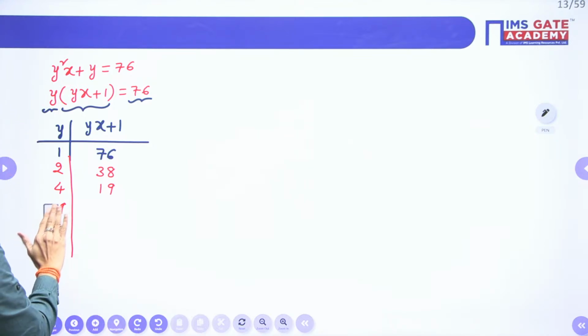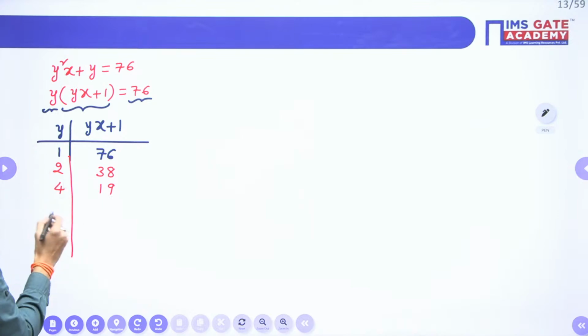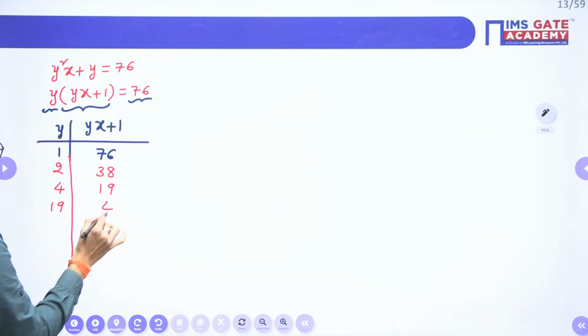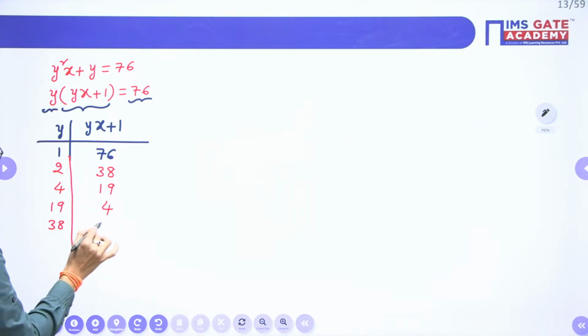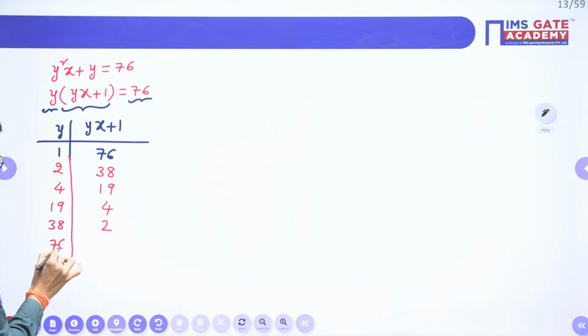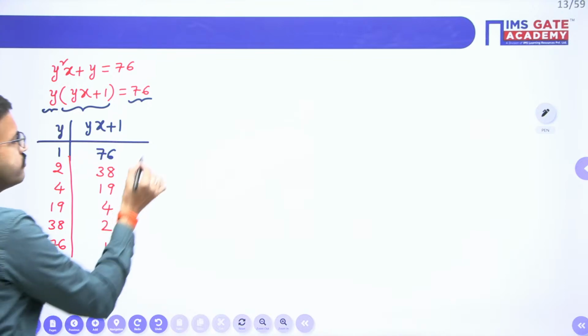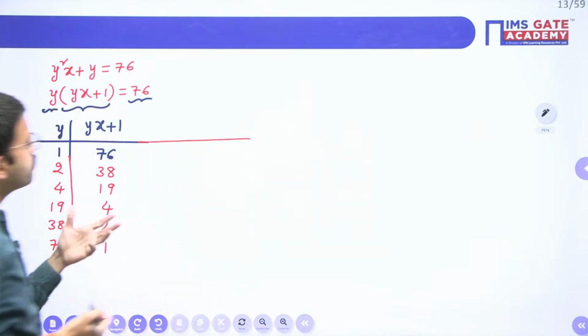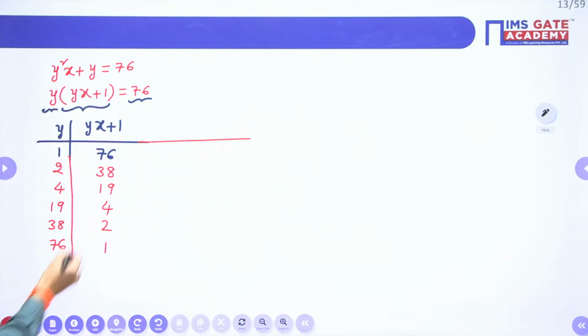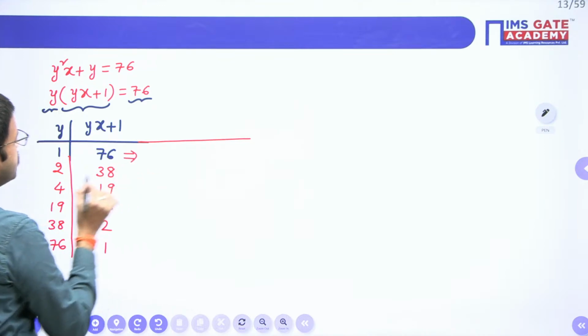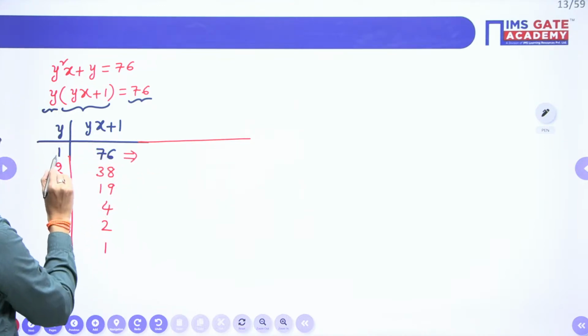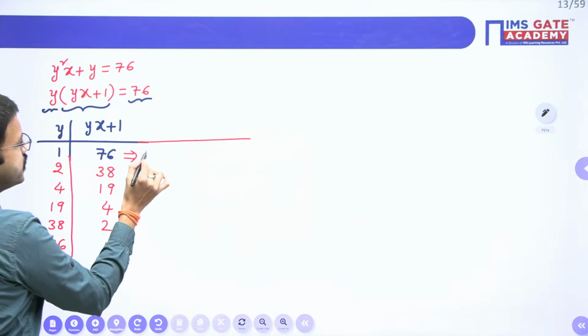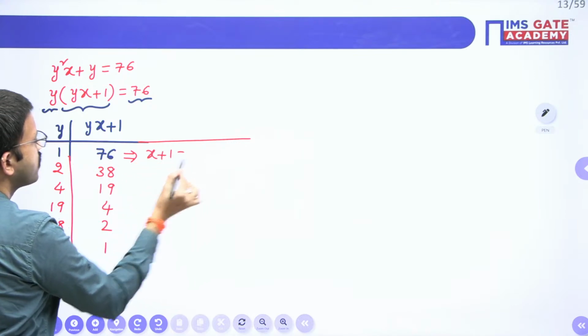Just one second. You have to reverse these combinations: 19 and 4, 38 and 2, 76 and 1. These are the factors of 76. I hope you learned how to find factors from your basic maths. Now just substitute the y value here, 1. Then x plus 1 equals this entire number.